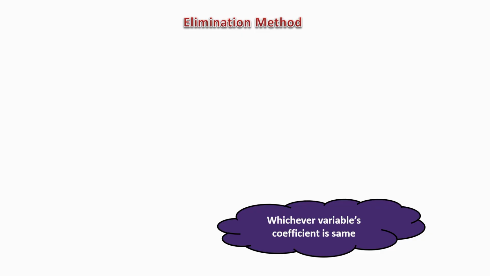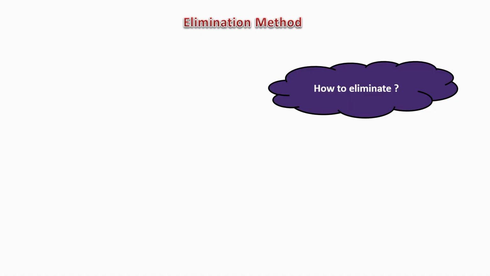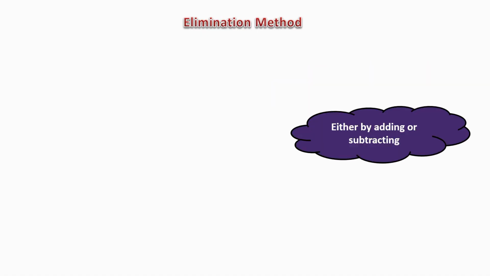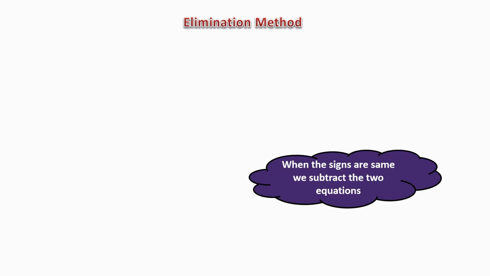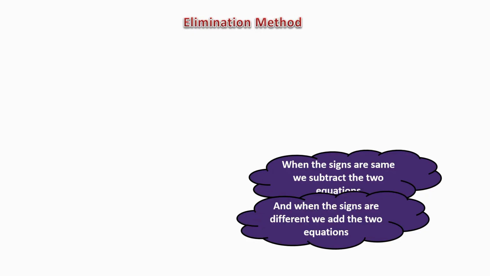Now, how do we eliminate a variable? We can do this either by adding or by subtracting the two equations. When the signs of the coefficients are the same, we subtract the two equations. And when the signs are different, we add the two equations. In this way, one variable gets eliminated, and we can easily find the value of the other variable.